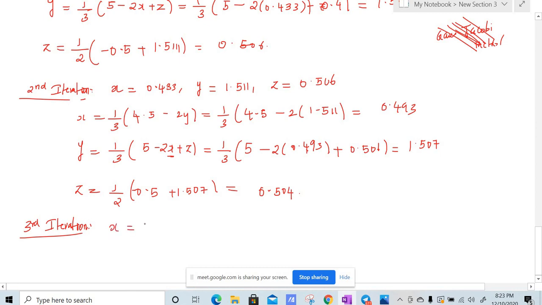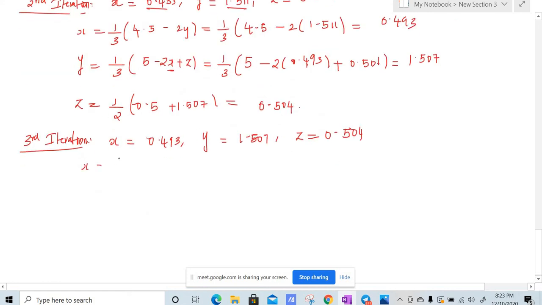So here our x is 0.493, our y is 1.507, and our z is 0.504. So you just see, in the exam, if they ask us correct up to 1 decimal place, it means you can stop here, because it is 0.4, 1.5, 0.5. But we will move on to one more iteration to get 2 decimal places or 3 decimal places, right?